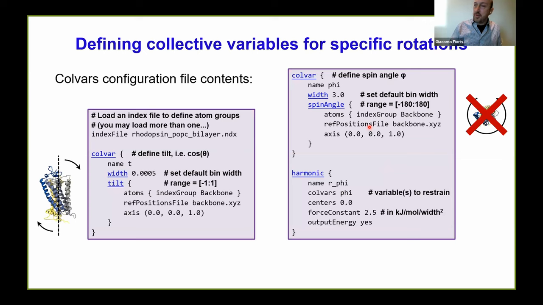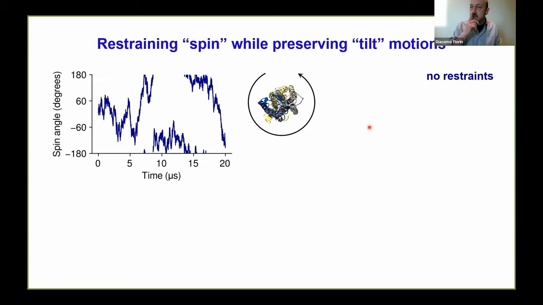Now, what does this configuration file produce once we run the simulation with GROMACS and Colvars enabled? Let's start from a simulation that has no restraints, no forces applied on the collective variables, and where we can only compute them on the fly. Of course, this will be equivalent to computing them after the fact in post-processing. As you see here, since it's a small system, this is very cheap to do, so we run a relatively long simulation. Over 20 microseconds, the spin angle goes everywhere.